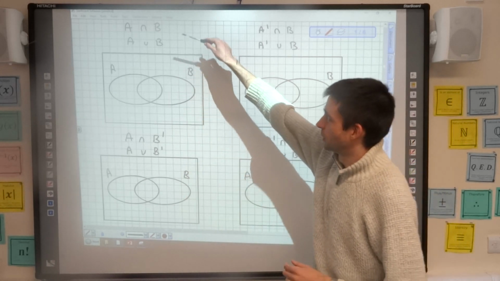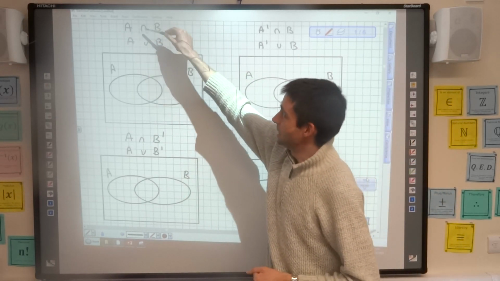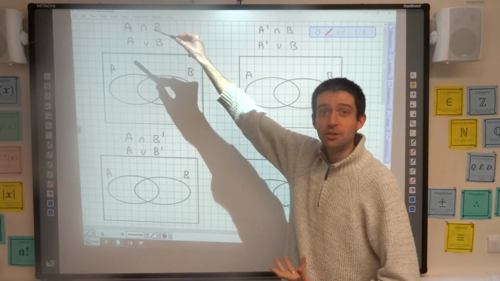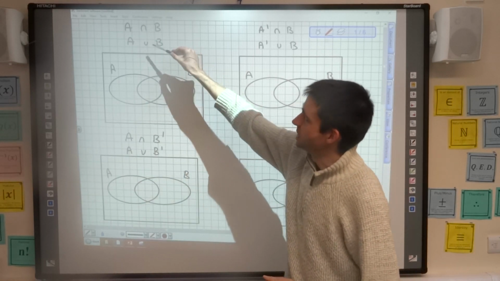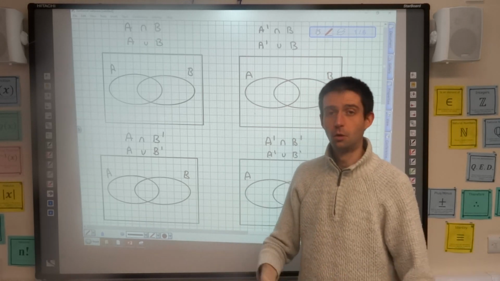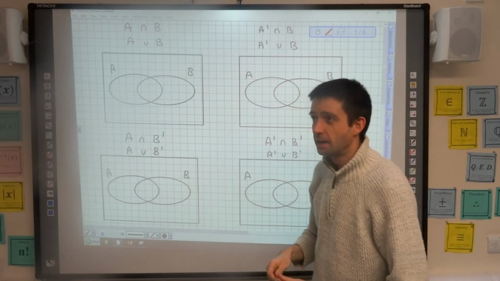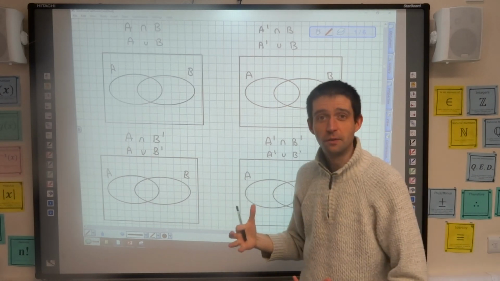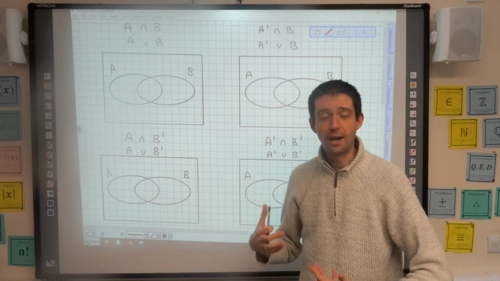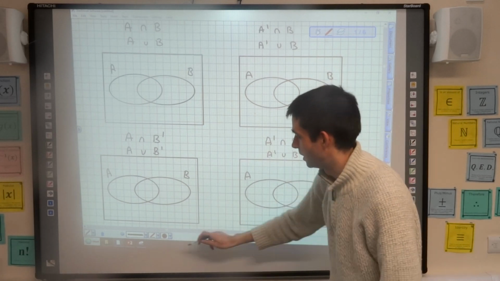So if we just start with this one up the top left, we've got A intersects B, so that's A and B both happening. And then we've got here A union B, which is A or B, or indeed both happening. Now, there's a nice little hack that you can use to work out which section of the Venn diagram you're looking at for each of these two scenarios.